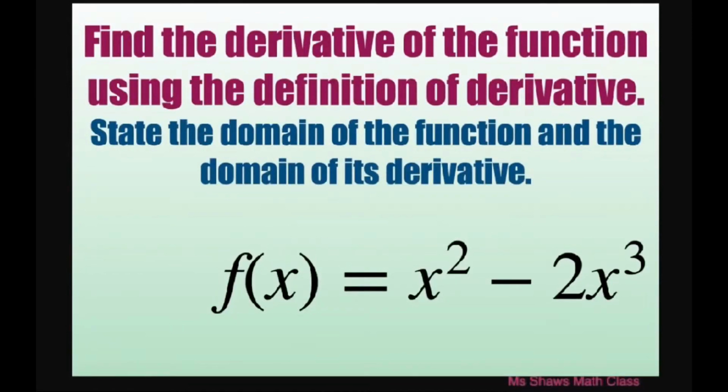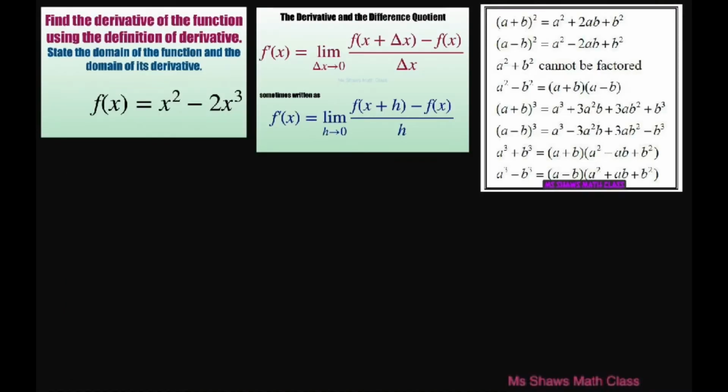Everyone, we're going to find the derivative of the function using the definition of derivative. We're also going to state the domain of the function and the domain of its derivative. We have f of x equals x squared minus 2x cubed. Here's your definition of the derivative.